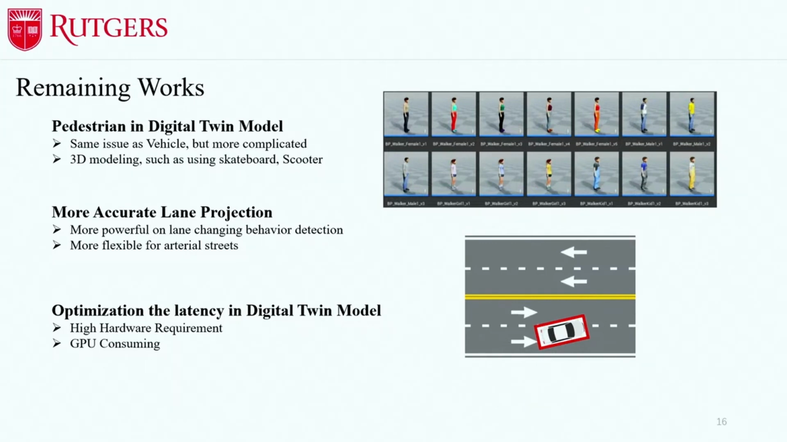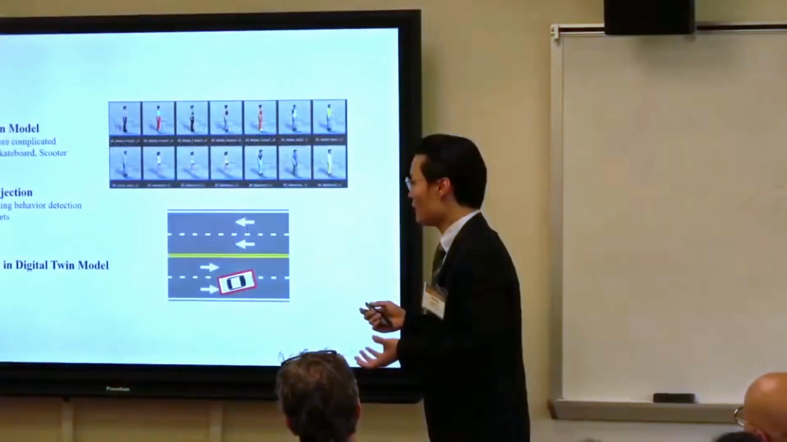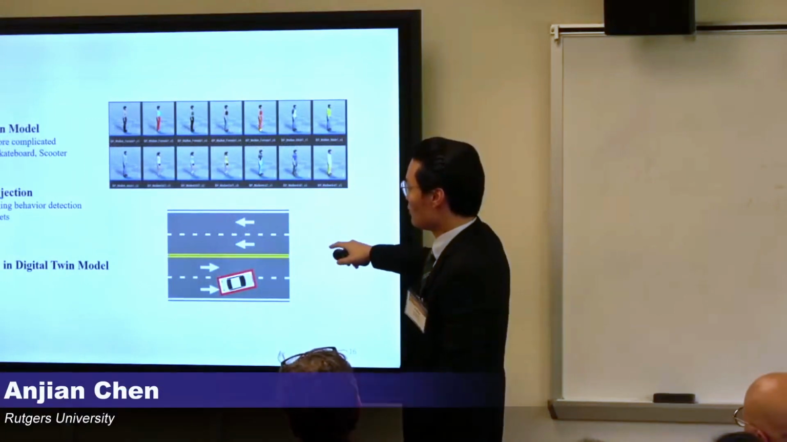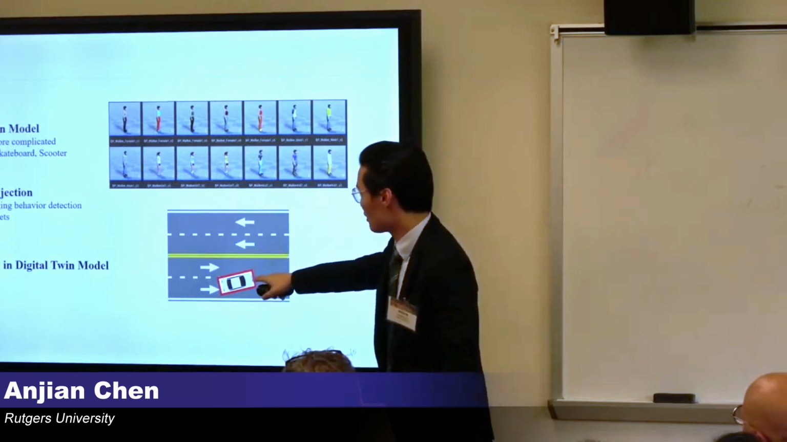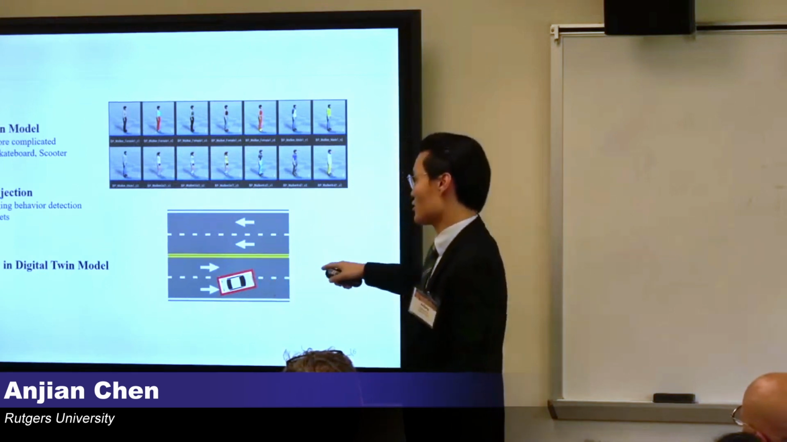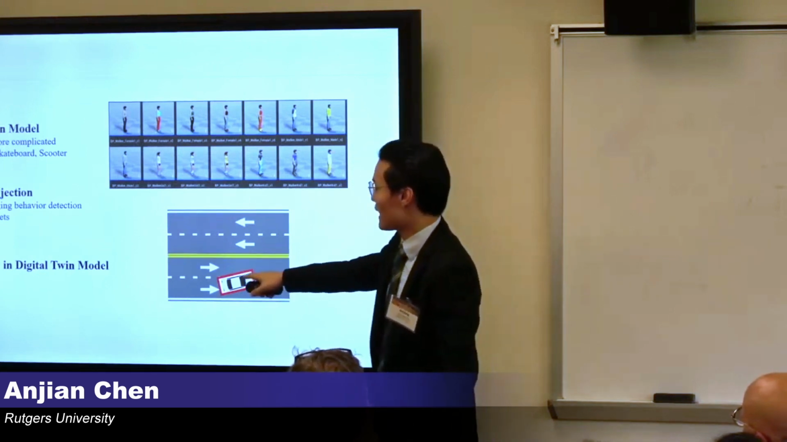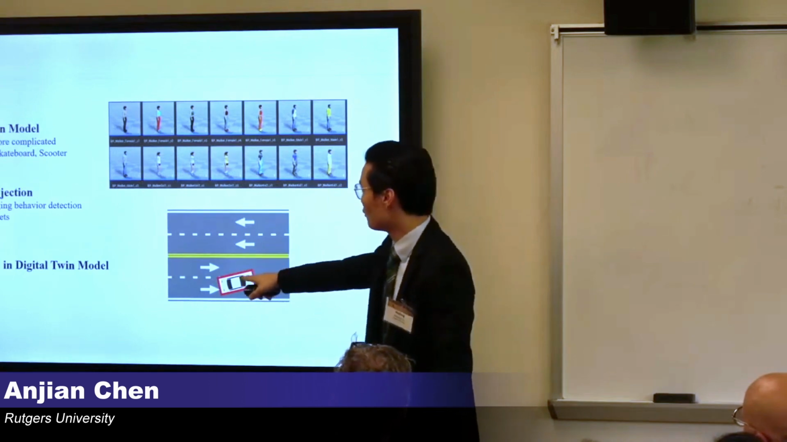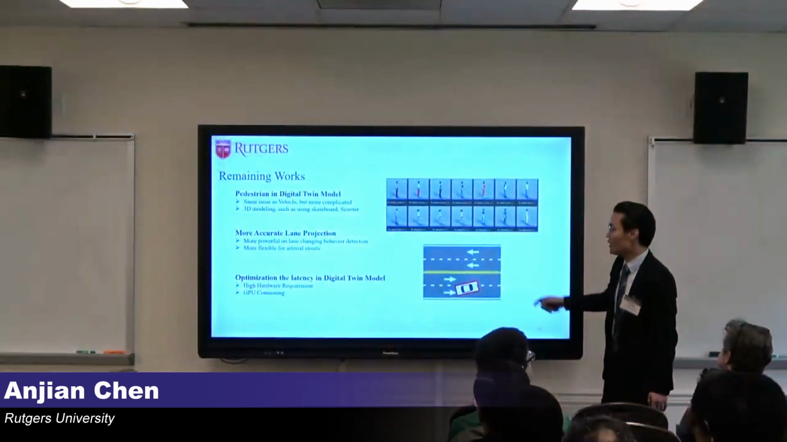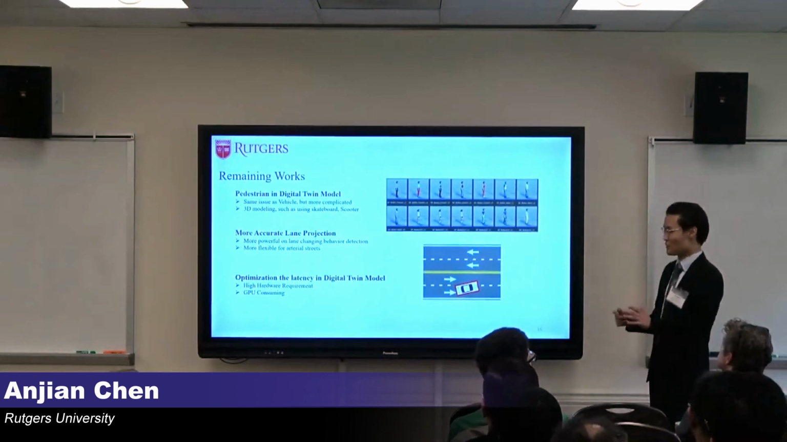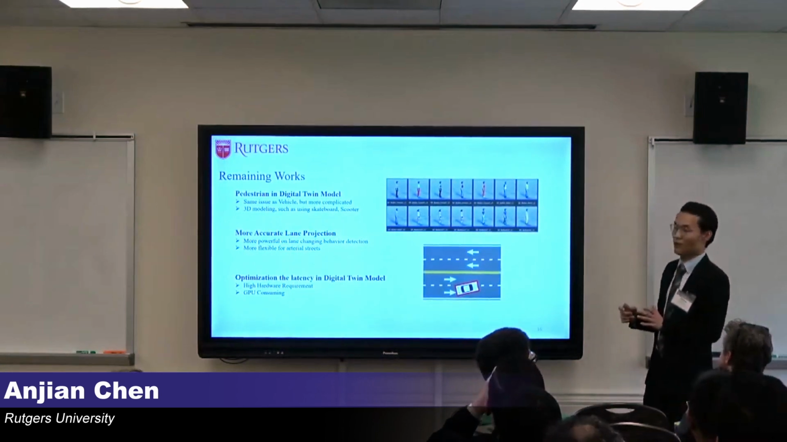Another part is our lane projection method. Right now I'm using the center line map, which only considers the points of each lane. But now I'm deploying a new method which will consider all the lane lines and also the vehicle bounding box for each vehicle trajectory. So we can do more powerful detection of where and when a vehicle does lane changing behavior. Also, sometimes the arterial streets in the urban area are very complicated.